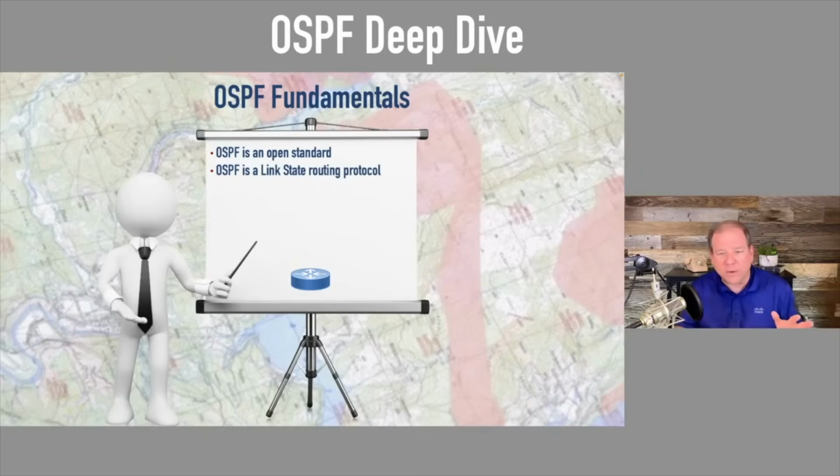Now, real quick, what does that mean? It means it has a map of the network. I'm going to get more into that in a few moments, but think about EIGRP or RIP. RIP is called a distance vector routing protocol, and EIGRP is an advanced distance vector routing protocol. Oh, what's a vector? You remember that from high school?